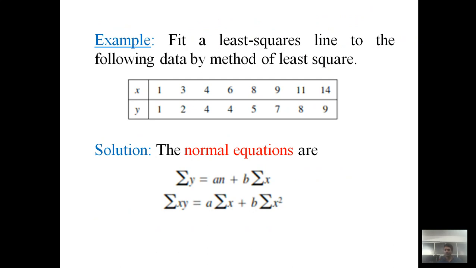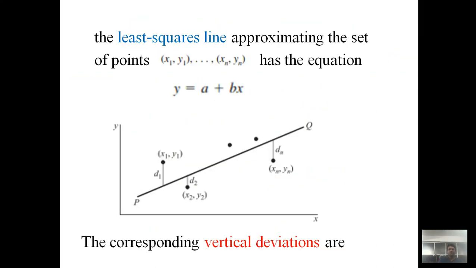On the basis of this, let's see one example. Fit a least square line to the following data. The data is given in this table and we have to fit the data using the method of least squares. So our aim is to find the equation of the line. This line is also known as the least square line. Ultimately, the equation is y is equal to a plus bx. Our aim is to find this line.